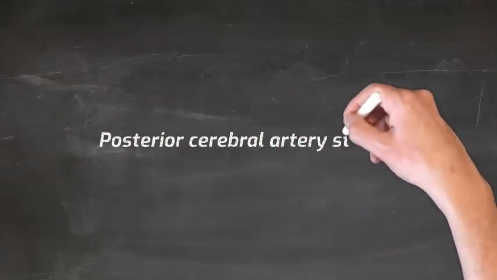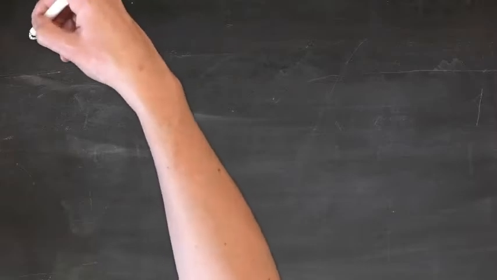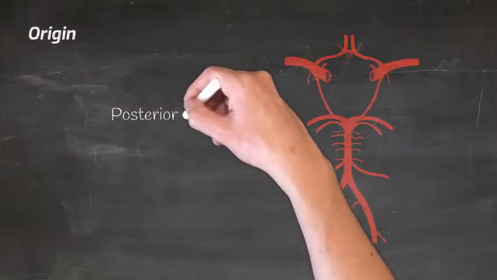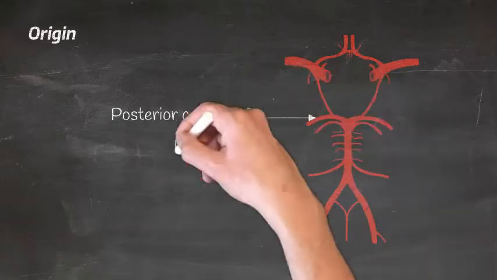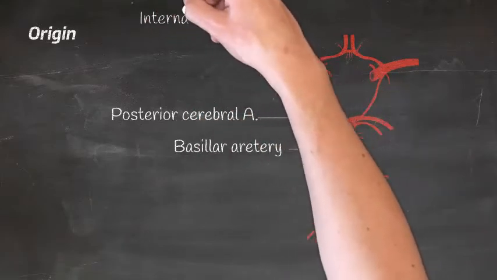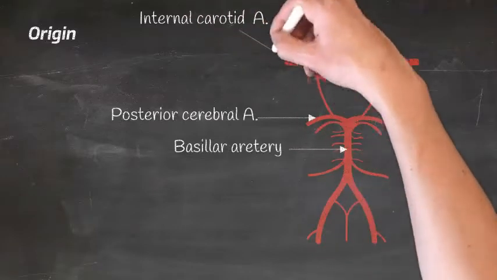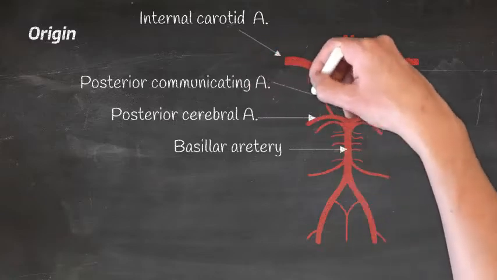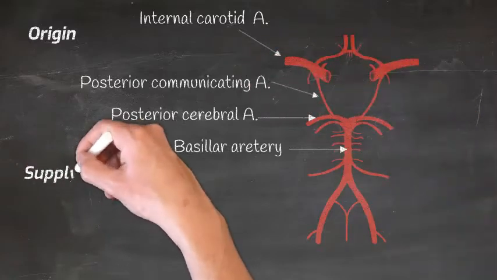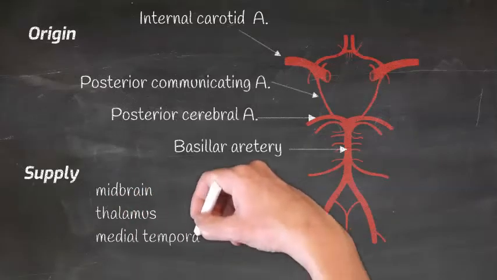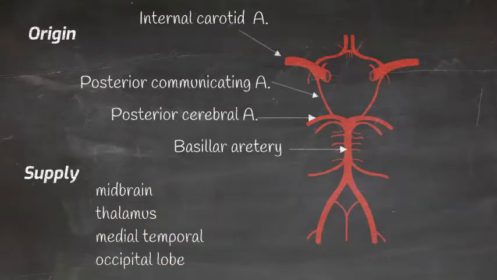Posterior cerebral artery stroke. The posterior cerebral artery originates as a terminal branch from the basilar artery, and it is connected to the internal carotid artery through the posterior communicating artery to complete the circle of Willis. This artery supplies the midbrain, thalamus, medial temporal, and occipital lobe.